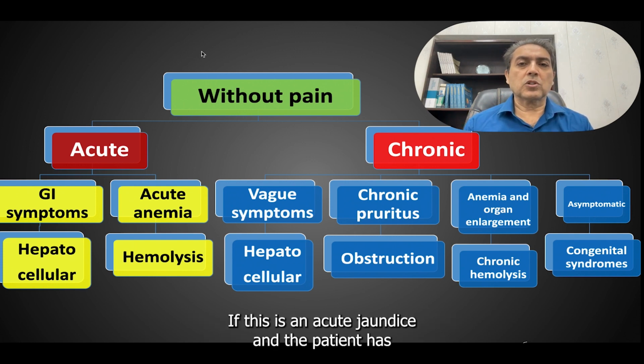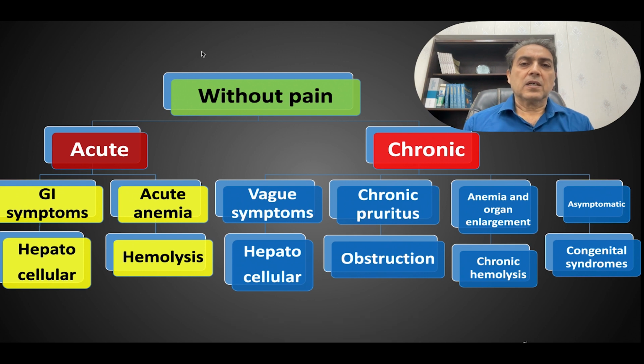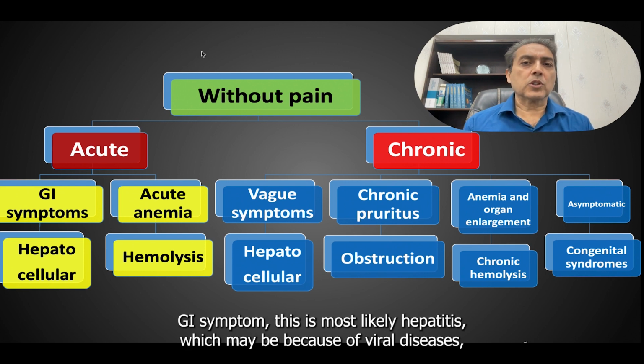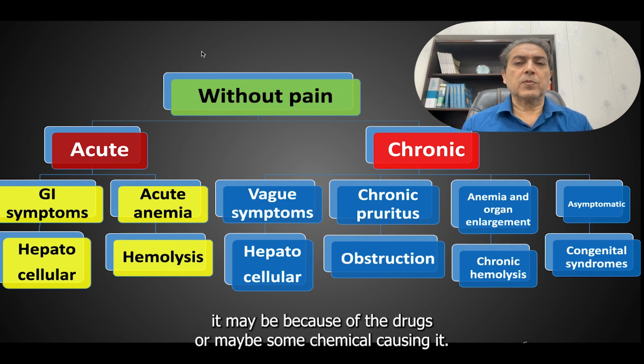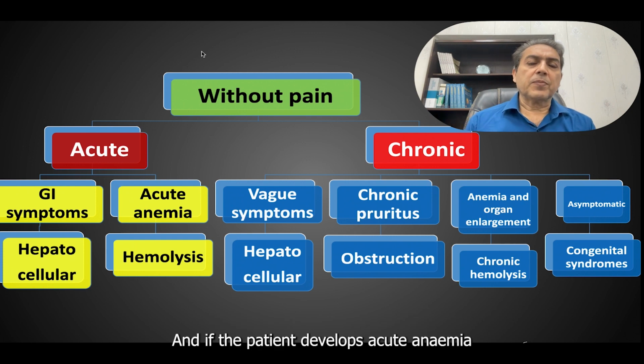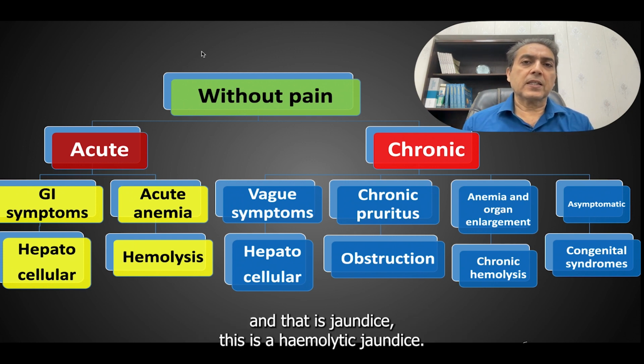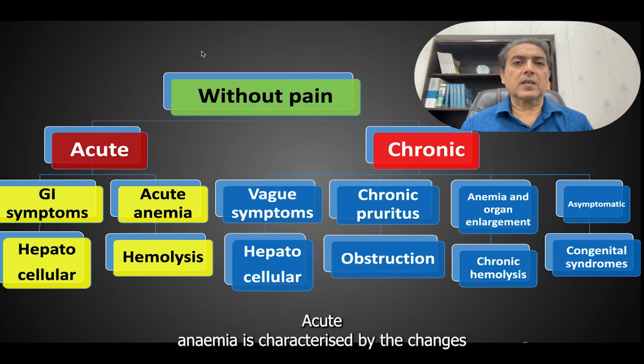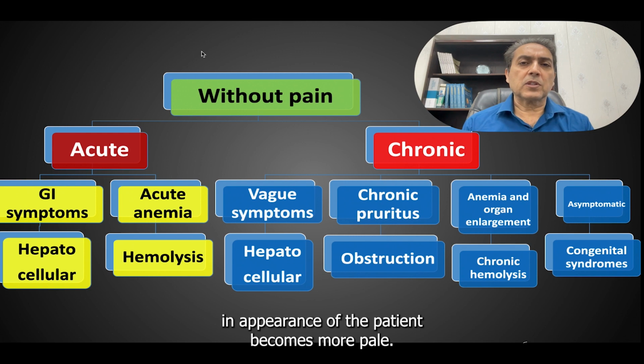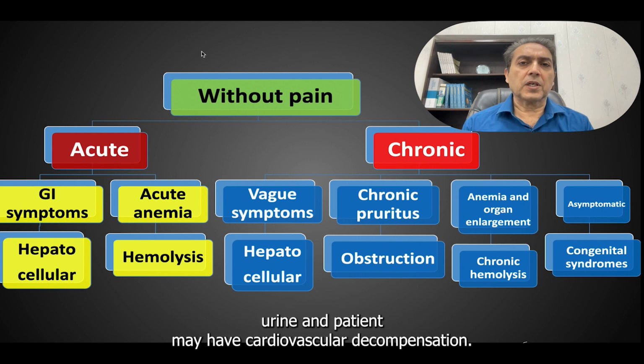If this is an acute jaundice and the patient has GI symptoms, this is most likely hepatitis, which may be because of viral diseases, because of drugs, or maybe some chemical causing it. And if the patient develops acute anemia and there is jaundice, this is a hemolytic jaundice. Acute anemia is characterized by changes in the appearance of the patient, who becomes more pale, there may be dark colored urine, and the patient may have cardiovascular decompensation.